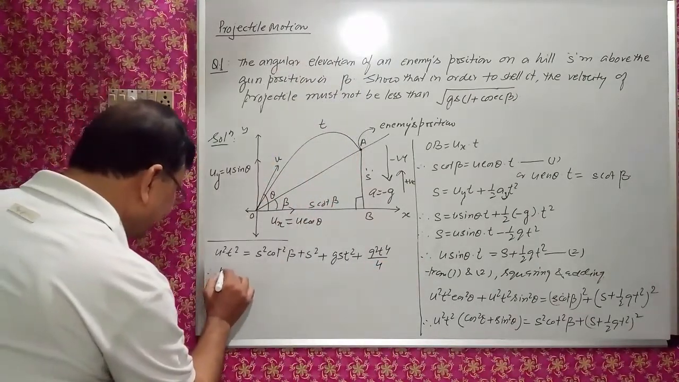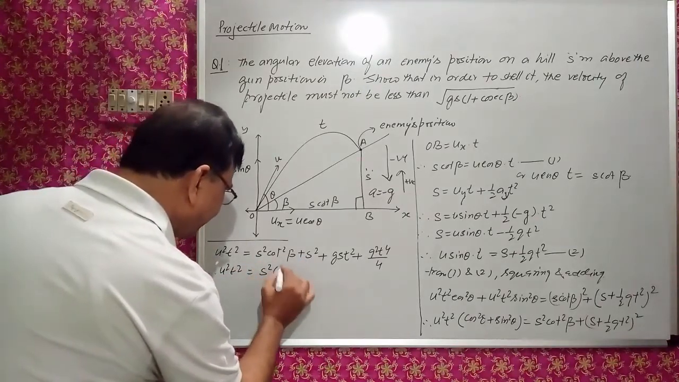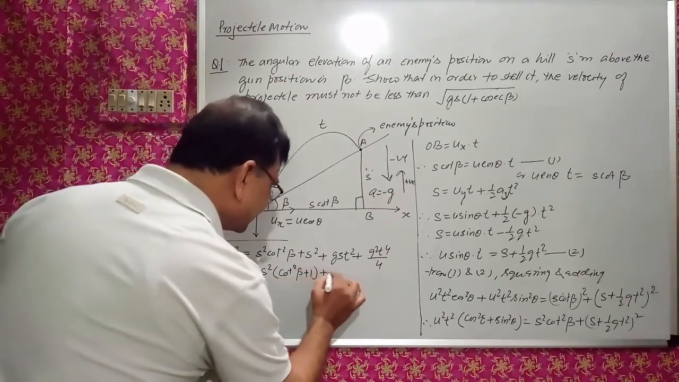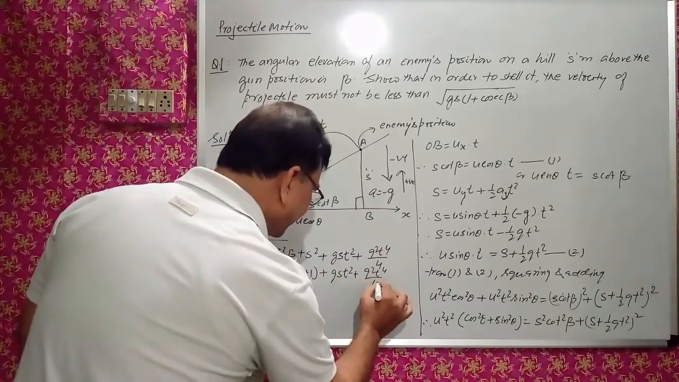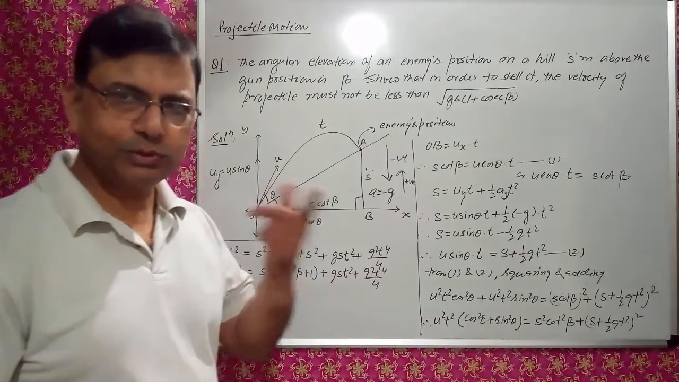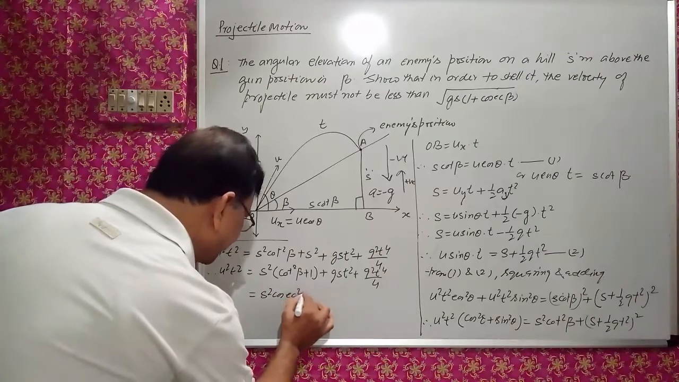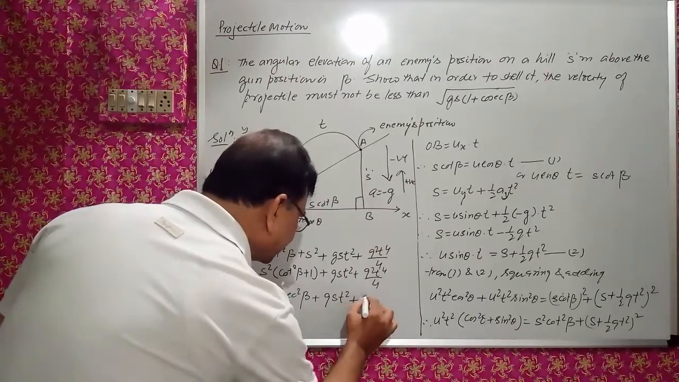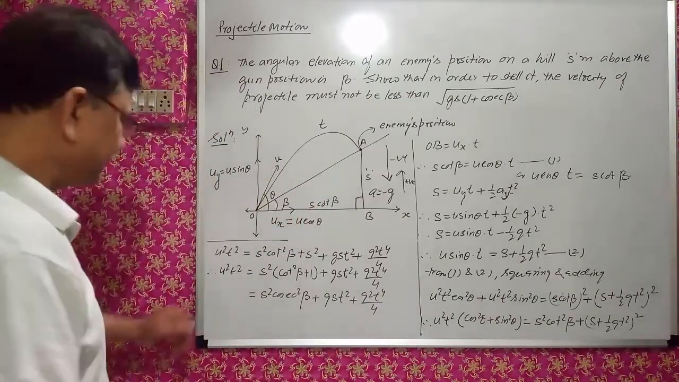Therefore, this can further be written as u square t square is equal to, out of these two we can take s square common, we will write cot square beta plus 1, plus gst square plus g square t to the power 4 by 4. This is cot square beta plus 1, that is equal to cosec square beta, we know. So that can be written as s square cosec square beta plus gst square plus g square t to the power 4 on 4. So this equation we got.